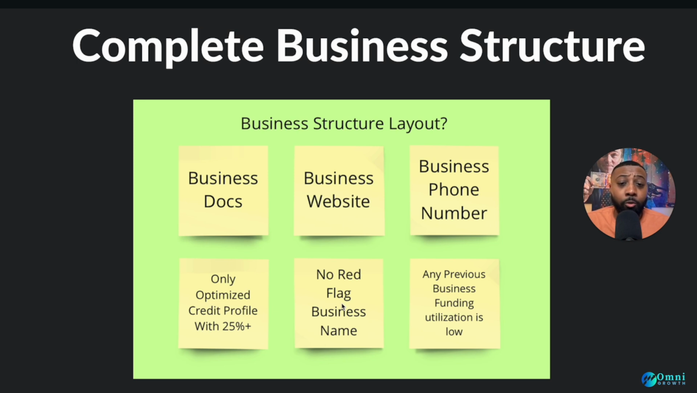Also, I know we went over the no red flag business names in the prior slide there, but also, only having optimized credit profiles with 25% plus ownership. We're going to get into what an optimized credit profile is in a second. But when you have multiple owners on the business, anybody that has more than 25% ownership of the company is going to be required to be on any type of funding application. So you want to make sure that anybody that's not on the application is not listed as an owner, to make it easy. All right. And then any previous business funding utilization, we're going to talk about that on one of these next slides here, because that's also very important.